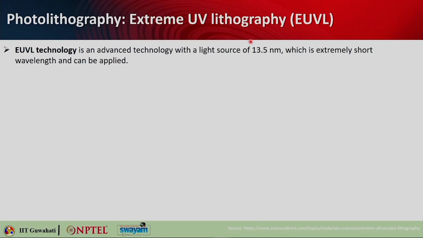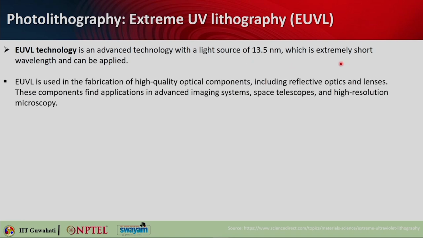This is a very commonly used technique, which is why we have gone into a bit of detail on it. Now, what is another method of increasing the resolution? You can think of reducing the wavelength of the light that is being used. In that case, extreme UV lithography becomes a very common approach, because you can use a light source of 13.5 nanometer, an extremely short wavelength, and that can give you a very fine resolution.